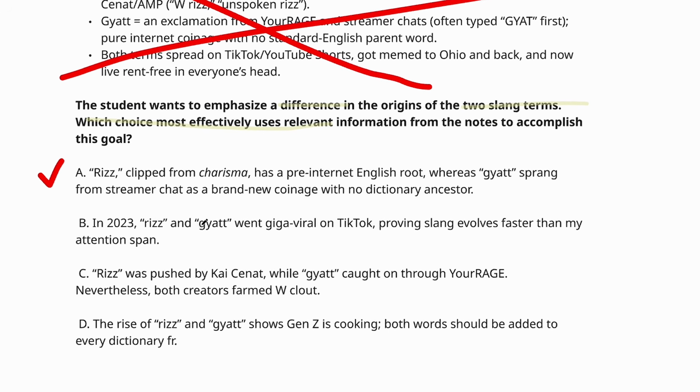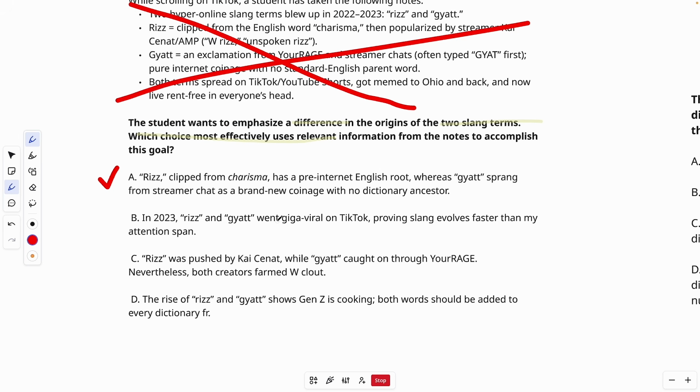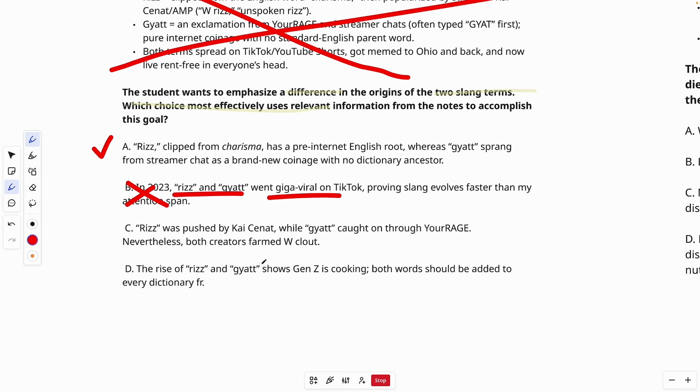In 2023, Riz and yacht went giga-viral on TikTok, proving slang evolves faster than my attention span. This shows a similarity between the two because they both went giga-viral, so that would not be the correct answer. Riz was pushed by Kai Cenat, while yacht caught on through your rage. Nevertheless, both creators farmed W clout.